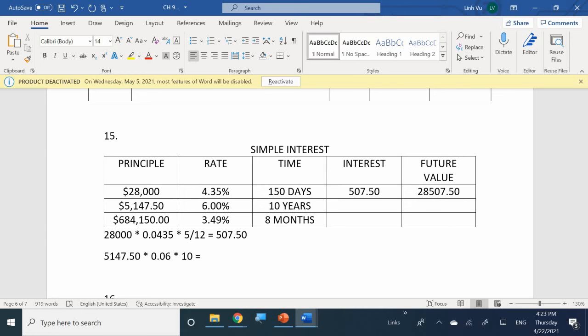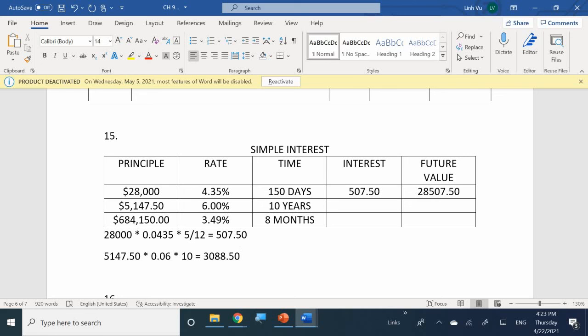Oh, shoot. It's 5-1. I got $5,147.50 times 0.6 times 10 is, what did you get? $308.85. You gotta take it times the 10. You got to times it by 10. So 3,088.50. Yes.